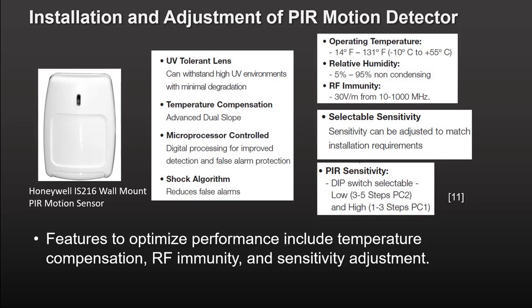I didn't find details about the shock algorithm, but I assume this refers to our discussion on the differential detector. You choose low sensitivity if you want to make sure the unit doesn't create false alarms when your pets pass by. Installers mount the sensor high enough on the wall so the lens sees mostly people, not pets.